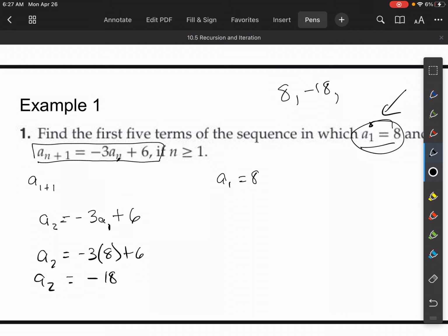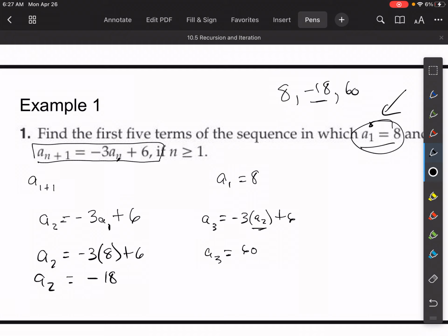Okay, to find my next one, I'm going to plug in negative 18, because that's kind of how the pattern goes, right? So if I plug a 2 in next time for n, this would be a sub 3, right? Is equal to negative 3 times a sub 2 plus 6. We already know what a sub 2 is. We just found that. It's negative 18. So negative 3 times negative 18 plus 6. When you do that out on your calculator, you should be getting a 60. So we have 60 up here.